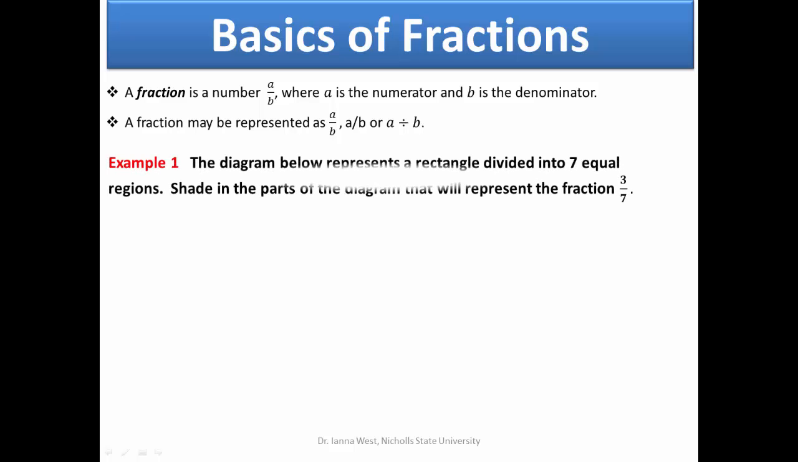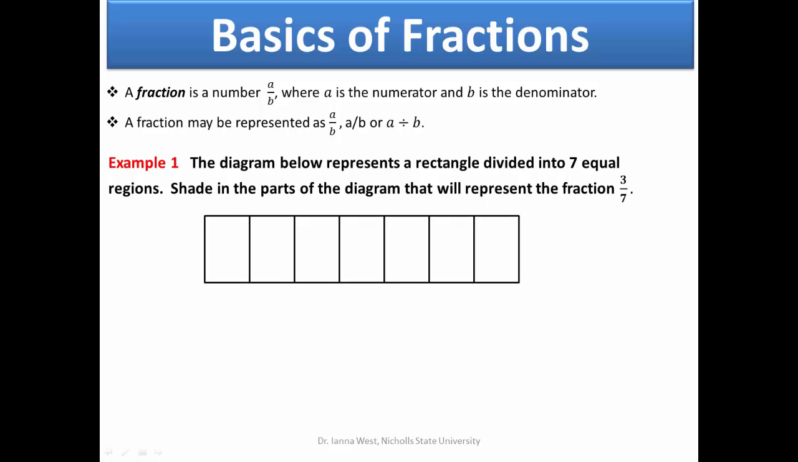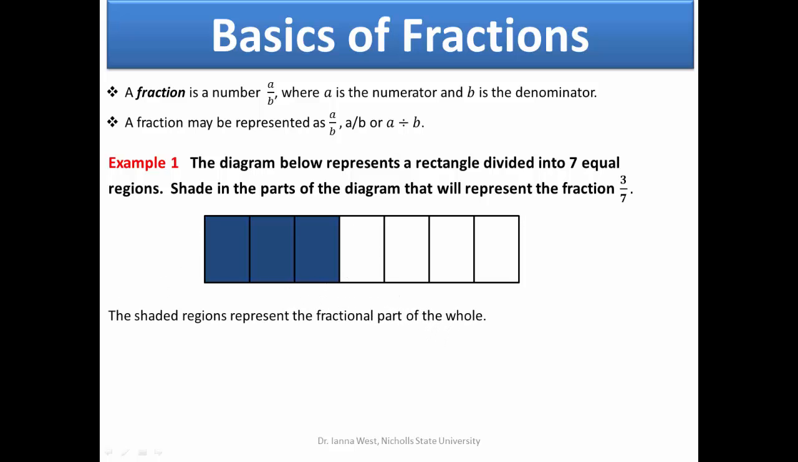a fraction represents. The diagram below represents a rectangle divided into 7 equal regions. Shade in the parts of the diagram that will represent the fraction 3 over 7. Since there are 7 rectangles that make up the whole rectangular shaped region, we represent the fraction 3 over 7 by shading in 3 of the small rectangles. The shaded regions represent the fractional part of the whole.